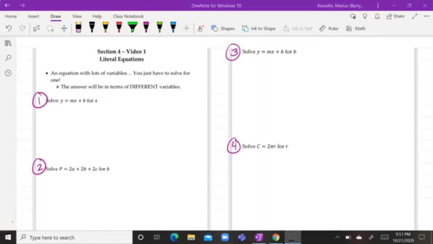Hello and welcome back. Today we're going to do a second part to solving literal equations. I've already done one video on it, but I want to do just a follow-up video for solving literal equations. So let's go ahead and jump in and take a look at number one. Number one reads, solve y equals mx plus b for x.